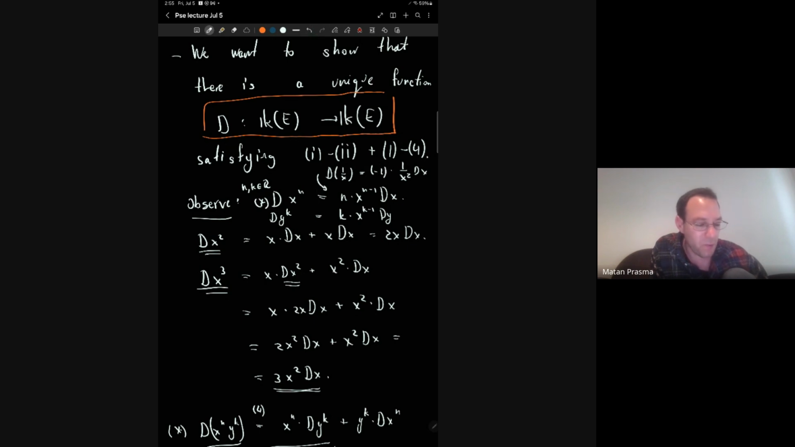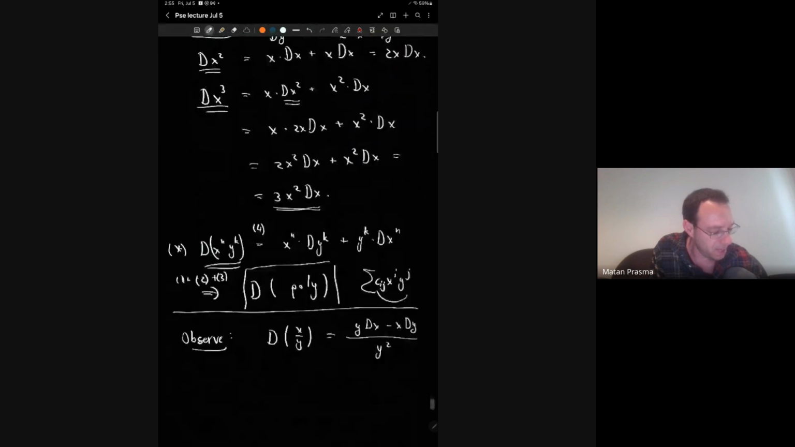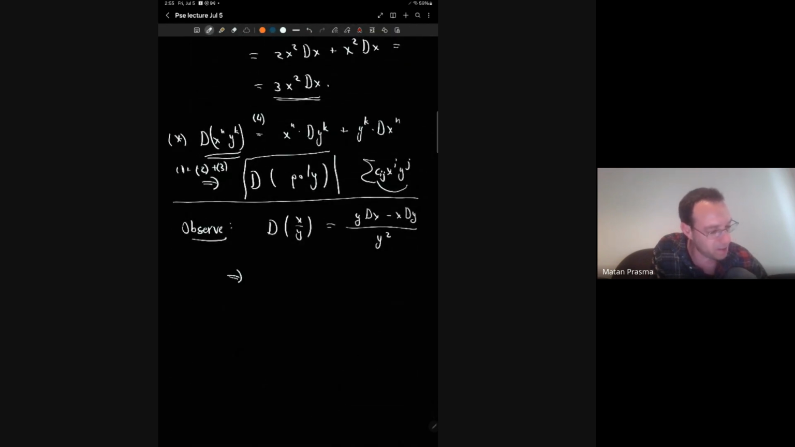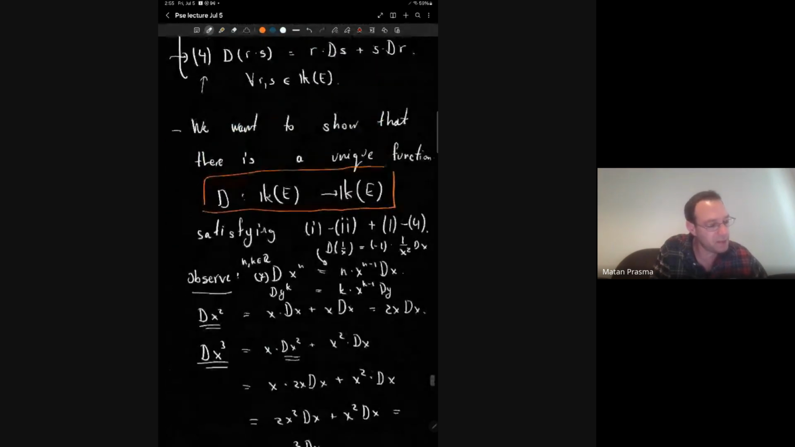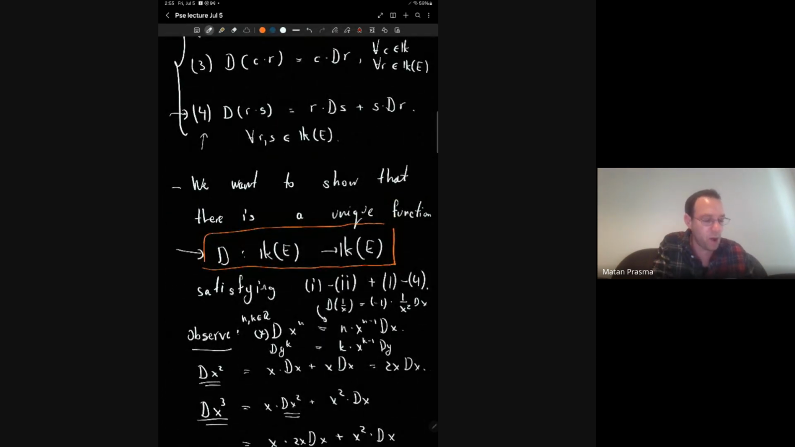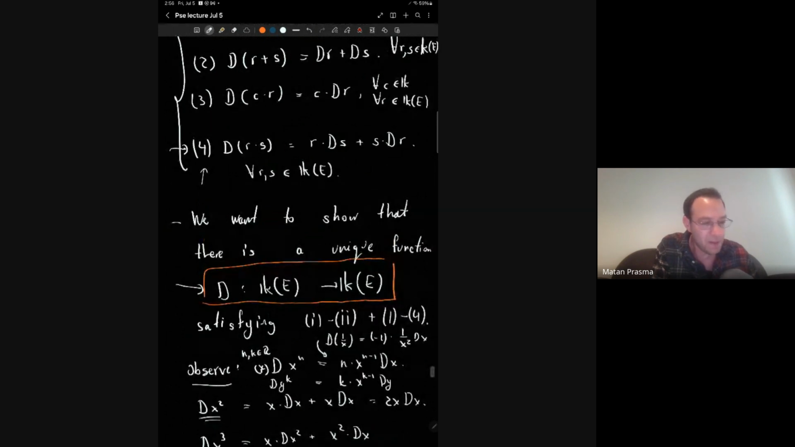Okay, so once we know how to derive x to the power of any integer, then we get the derivative of a general rational function. This is going to be derivative of r times derivative of 1 over s. 1 over s is like a sum of monomials. So all in all, what I did here, I proved that there is only one function d that satisfies these properties.